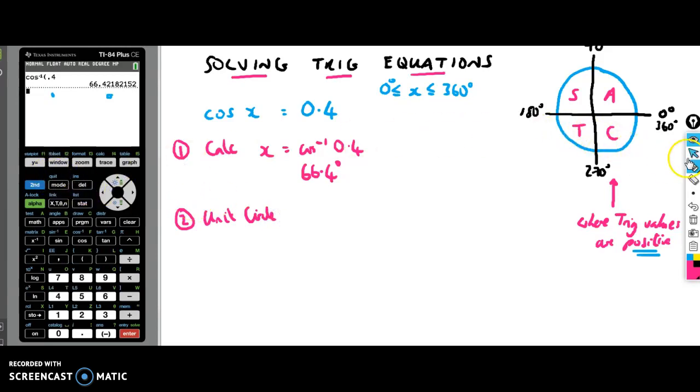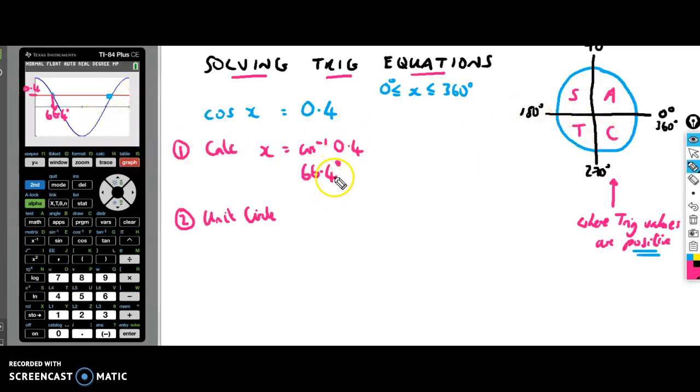So if we go back to the graph, just to clarify what we're talking about, this value here has an x value of 66.4 degrees at 0.4. So there's our solution. We now need to find this one. Now we could use symmetry, which we've talked about in the past, but let's use the unit circle because that's exactly the same thing. We're after this value here.